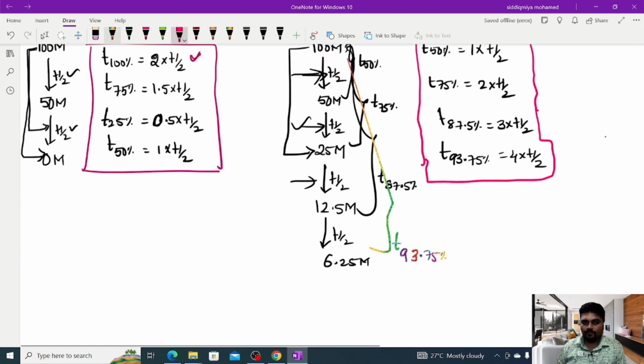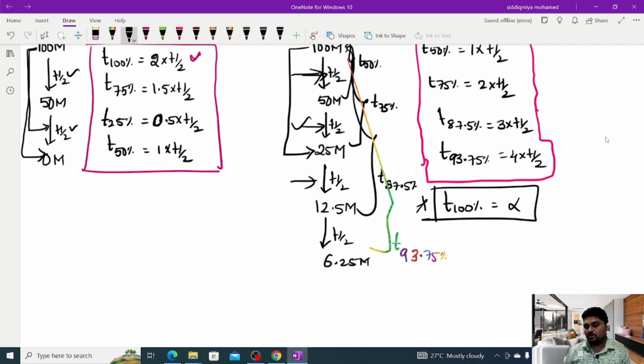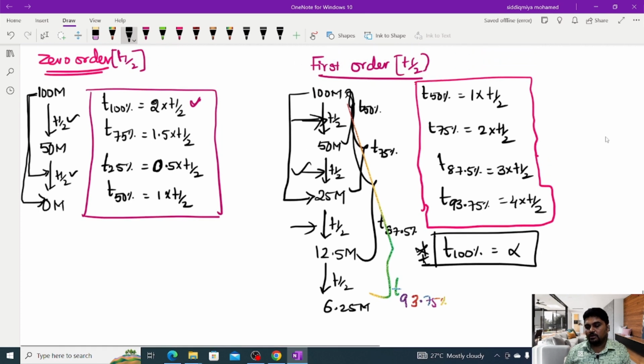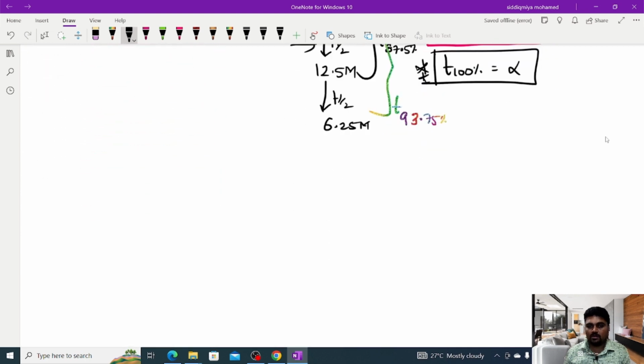Now see, T 100% is equal to how much in first order? It is infinity. T 100% is never going to complete. This point is very, very important. The 100% of a first order reaction is never going to complete. But in zero order, T 100% is equal to 2 T half.